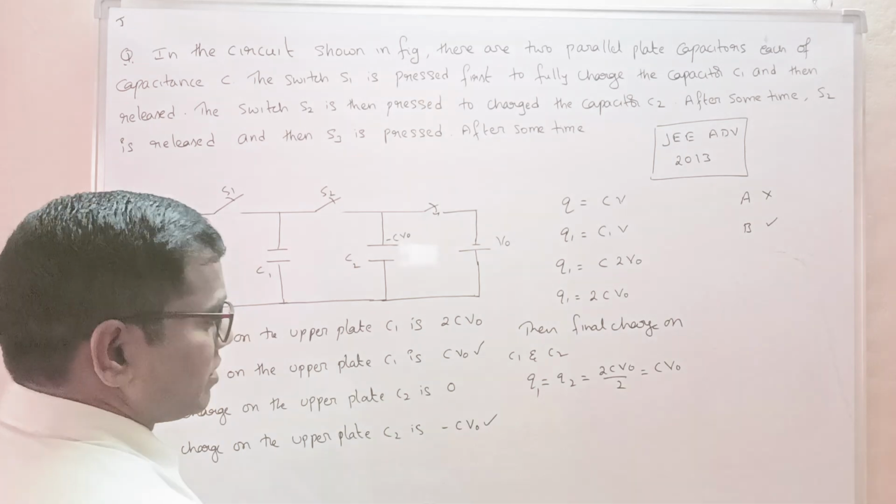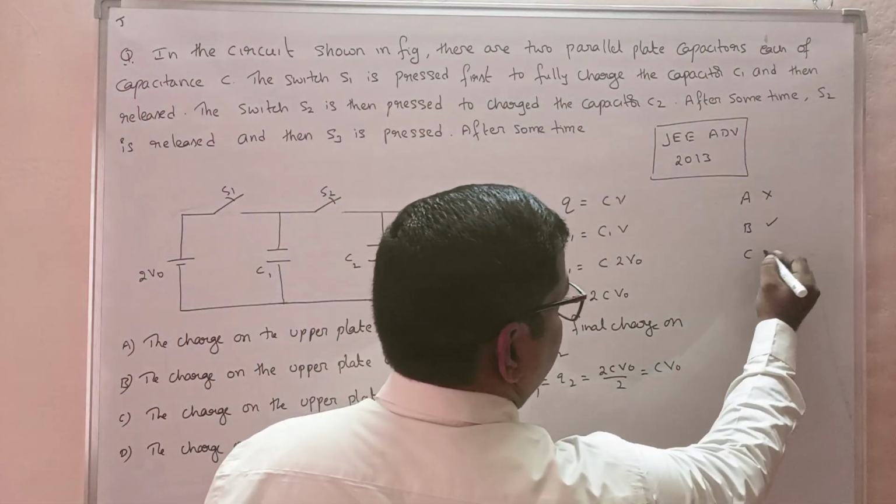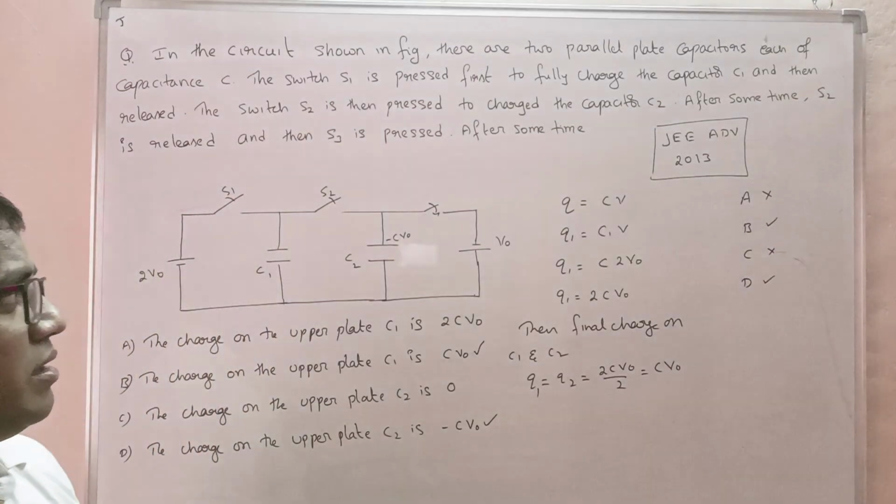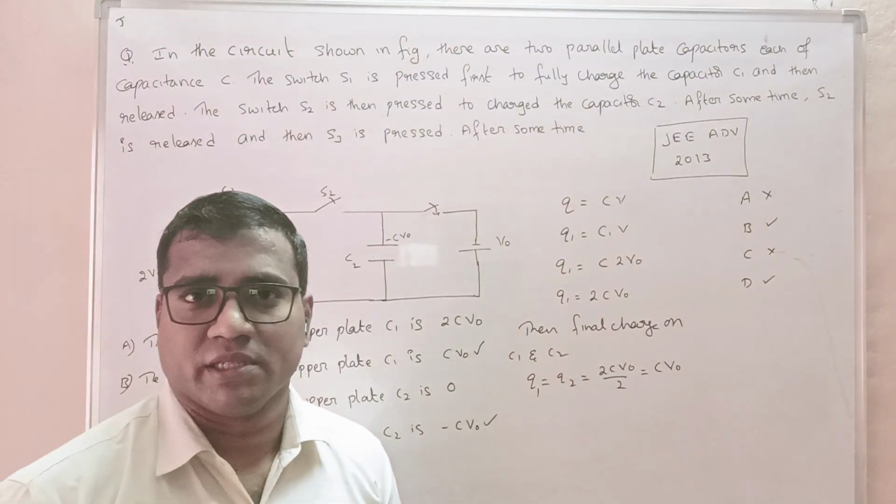So this one is correct, and option C is wrong. Option D is correct. A small question is given, and conceptually an easy one.